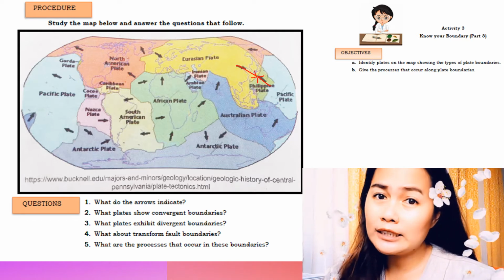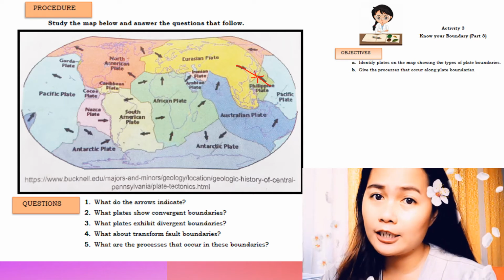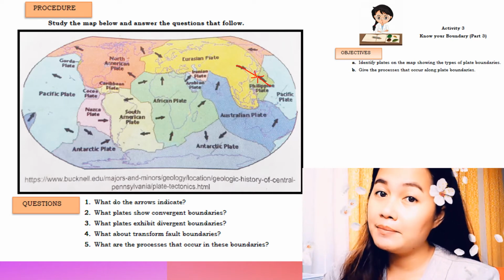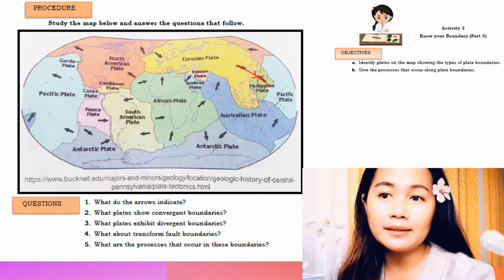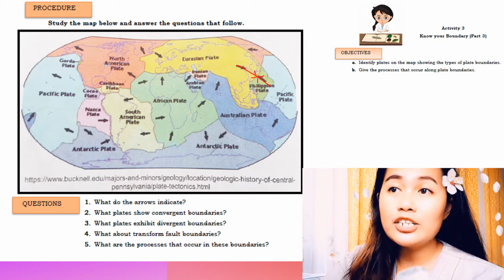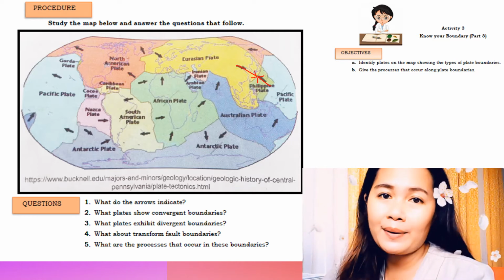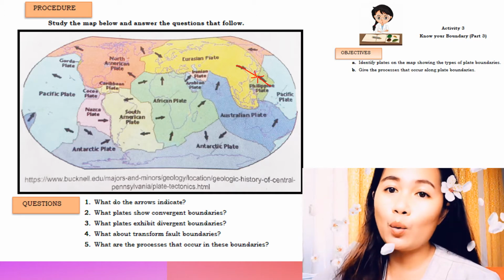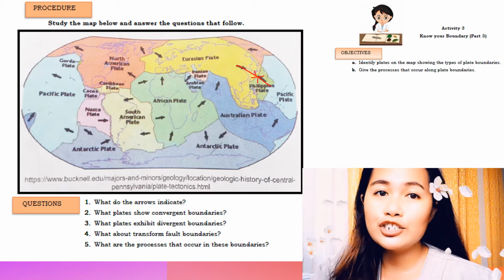Unsa gayod tawag nato sa boundary kung padong magbangga ang duha ka plates? Diba gitawag ta na siya og convergent boundary. So the Eurasian plate and the Philippine plate will move towards each other in a convergent plate boundary.